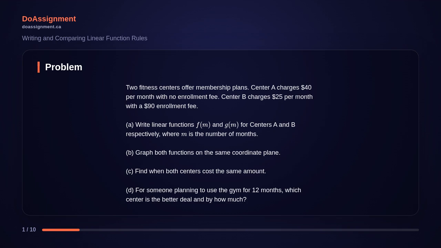Part B. Graph both functions on the same coordinate plane. Part C. Find when both centers cost the same amount. Part D. For someone planning to use the gym for 12 months, which center is the better deal and by how much? Now, let us work through the solution step by step.